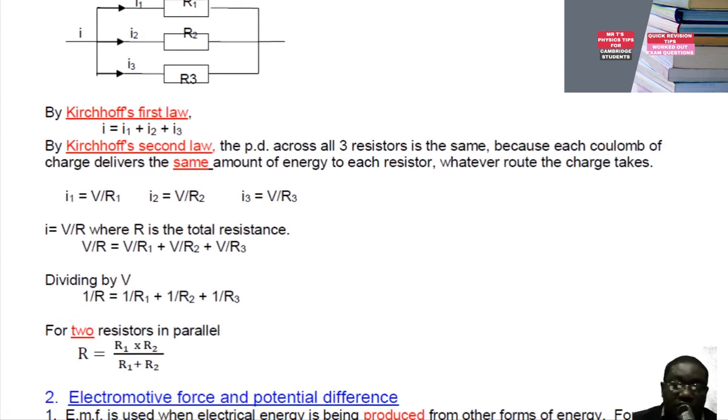So for two resistors that are connected in parallel, you simply find the product of the two resistances, then divide by the sum of the two resistances. So it's going to be R is equal to R1 R2 over R1 plus R2.